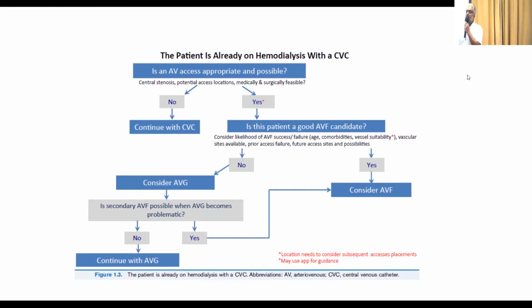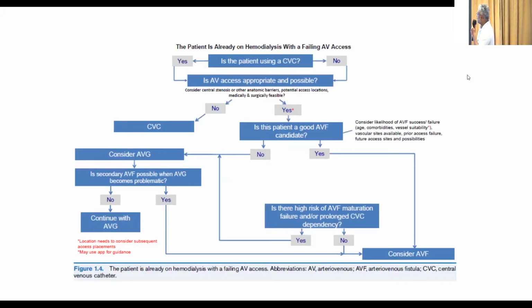So, the newer guidelines are not banning the tunnel catheters completely. That's an interesting thing. So, some patients will still require tunnel catheters. Some patients will do with the fistulas better, and some patients with the grafts better. So we have a lot of the time failing AV access. Most of our dialysis units here, vascular access is a big issue in this country. So patient using a CVC, yes, see if your AV access is appropriate and possible.